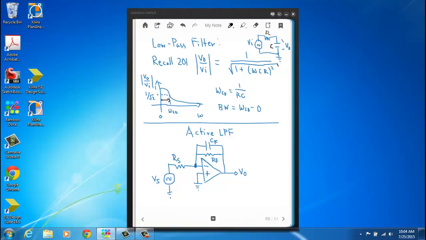Your bandwidth for a low-pass filter just goes from 0, the minimum frequency, to the cutoff frequency. We say that these frequencies within the bandwidth are passed by the filter, whereas frequencies outside the bandwidth are not passed. So all these frequencies here greater than the cutoff would not be passed.